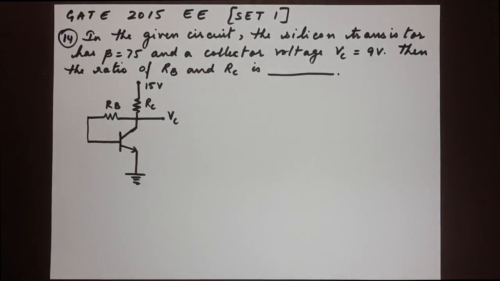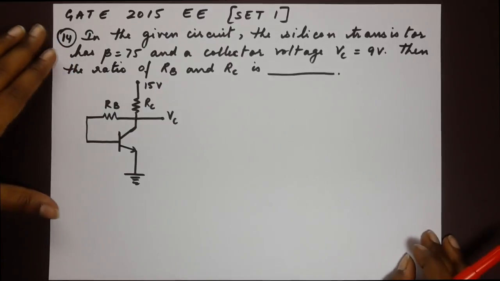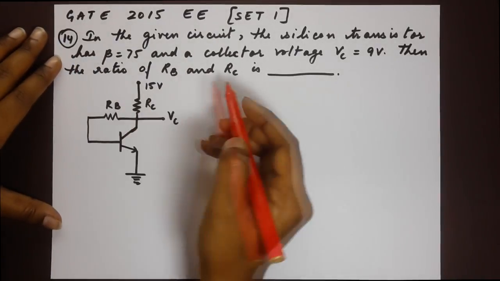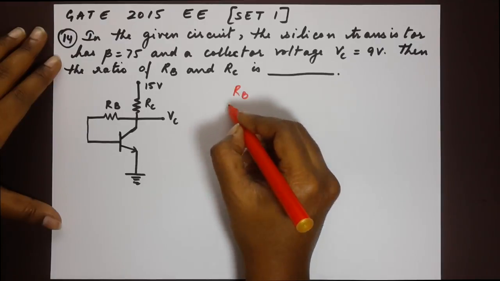Here's the next question, number 14. In the given circuit, the silicon transistor has beta equals 75 and a collector voltage Vc equal to 9 volts. Then the ratio of Rb and Rc is dash. So it's not a multiple choice. Let's work it out. We have been asked to find out the ratio of Rb by Rc.